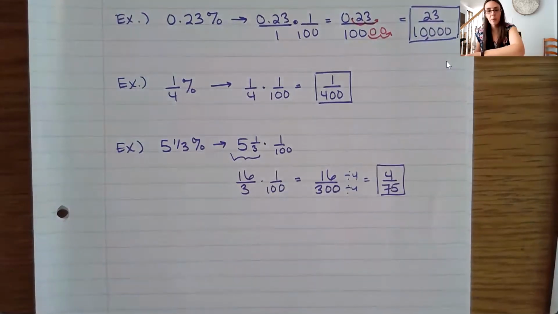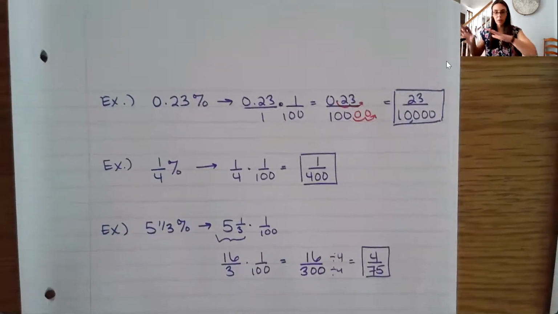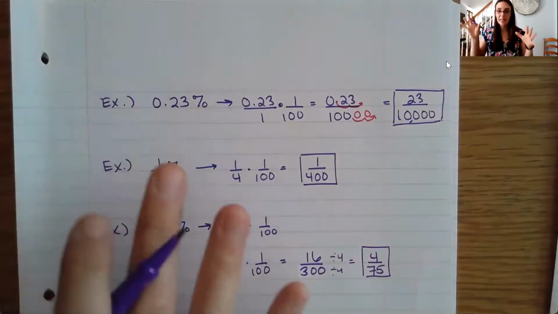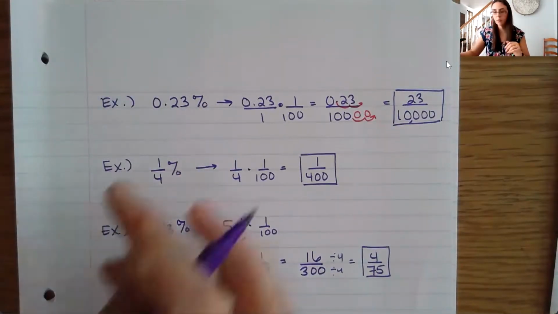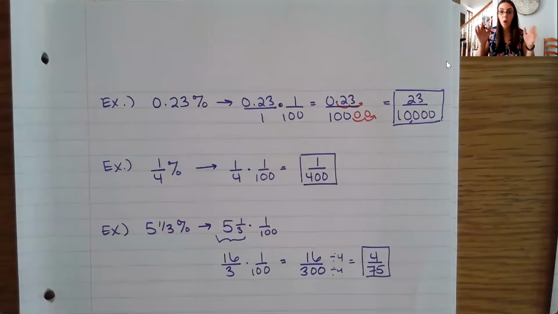So converting from a percent to a fraction is very straightforward. It doesn't matter if your percent is easy or complicated, if it has decimals or fractions, you're just multiplying it by 1 over 100. So you're basically putting a 100 in the denominator there.